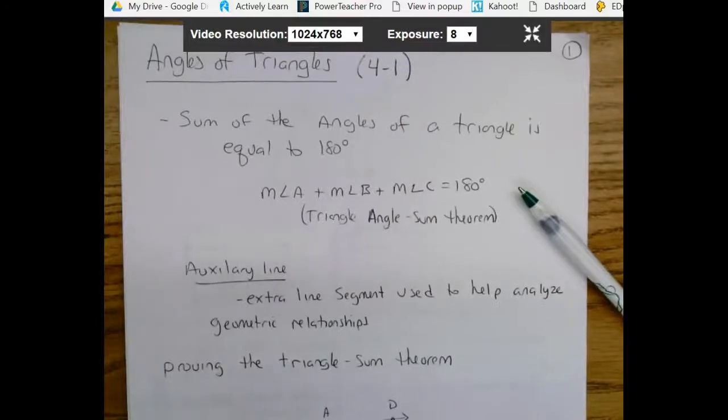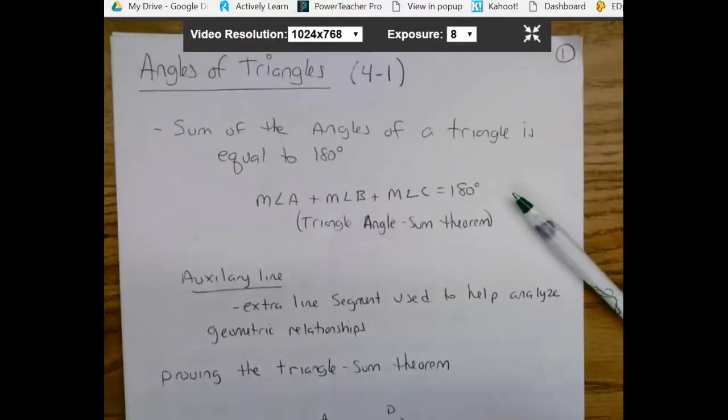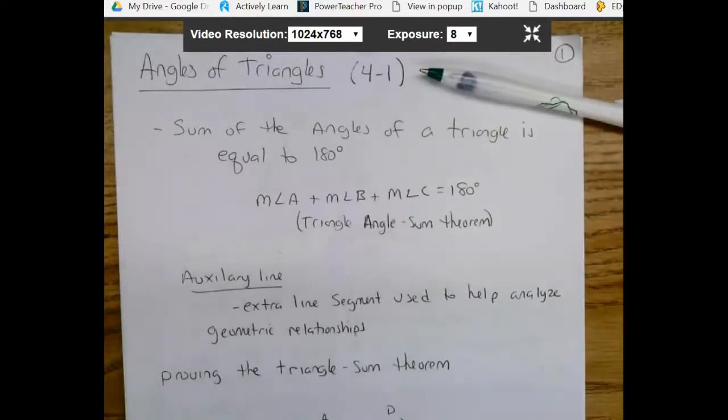Alright, so this could be our next notes. This is going to be section 4.1 as you see here, and it's going to be angles of triangles. So now in these next few units we're going to be looking at proving triangles a little bit, how you figure out angles of triangles, and subjects like that. So the first thing we're going to look at is just a general overview of triangles.